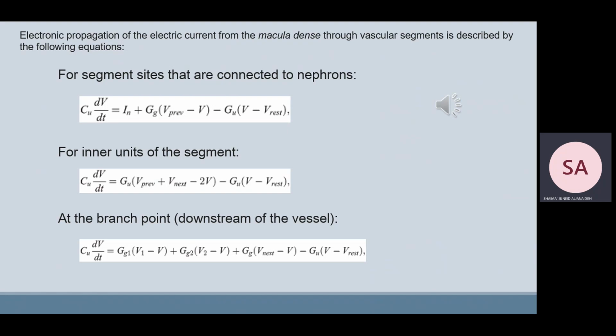As for the third equation, at the branch point downstream of the vessel, CU will represent the capacitance. GU and GG are the unit and the gap junction constants respectively.